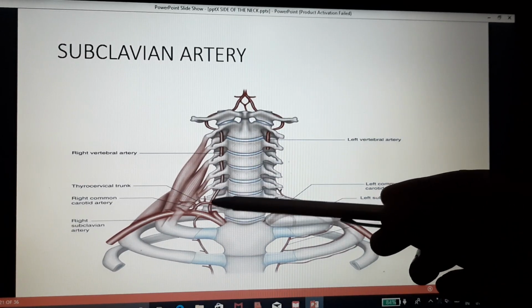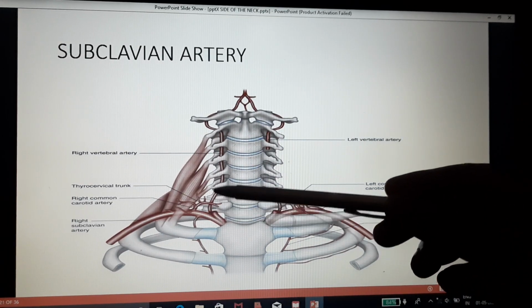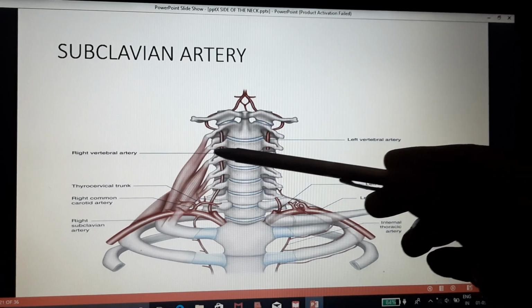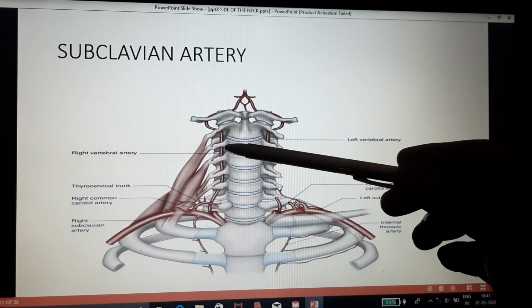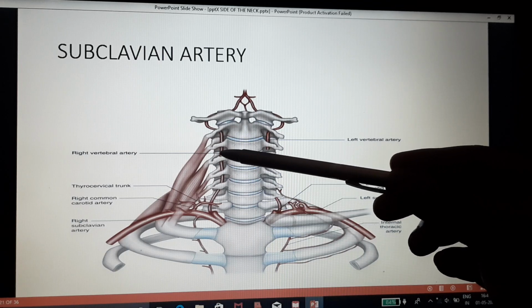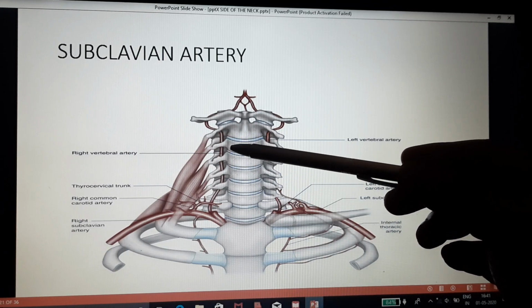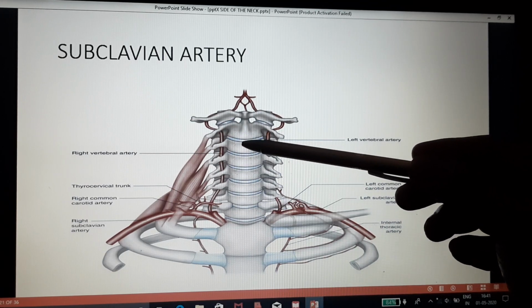There are no branches of the first part of the vertebral artery in the neck. The second part also gives no muscular branches, but it gives spinal branches which enter through the intervertebral foramen, through which the spinal nerves exit.